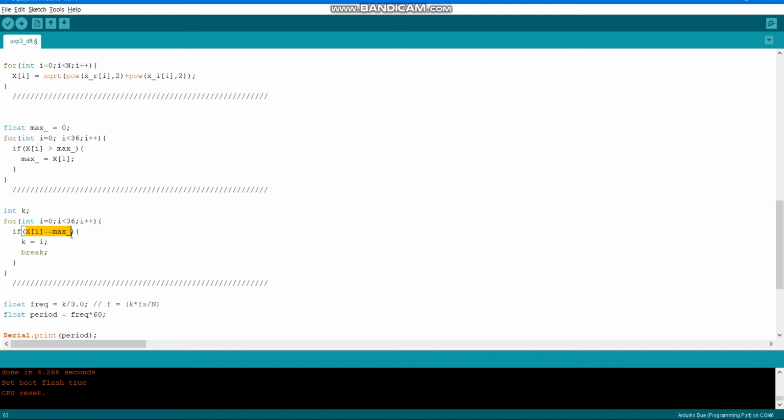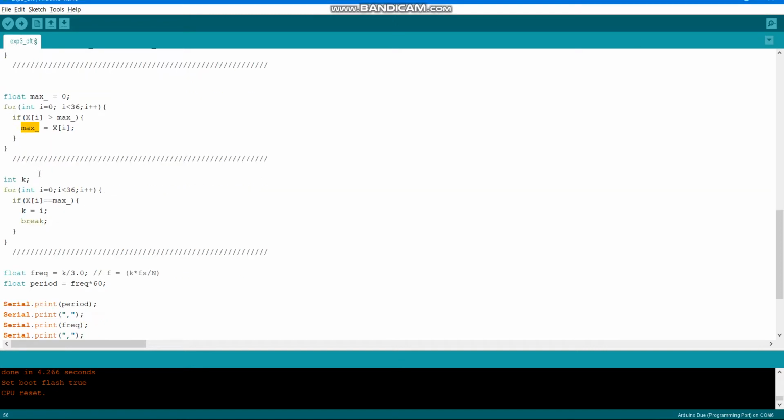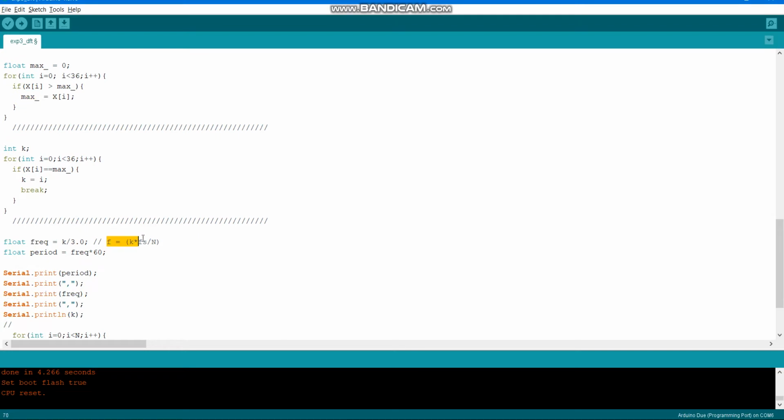So what I'm doing is, if the value of x of i is the value of max dash, whatever we found here, then I'm breaking the loop and storing the value into an integer called k. So here we'll find that the maximum magnitude occurs at the kth index, and the value is max dash.